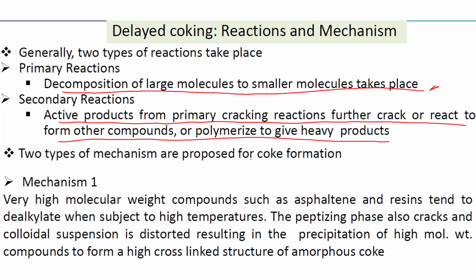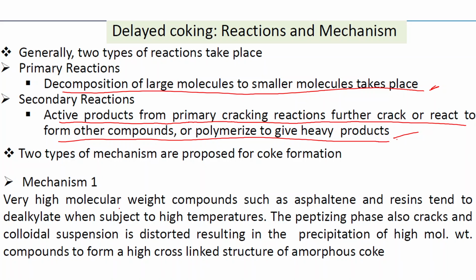But these active products are formed when, by initial cracking, some kind of lighter products are formed, such as aromatics or unsaturated products. They further combine to polymerize and give coke, which is better quality coke. So this is the secondary reaction.